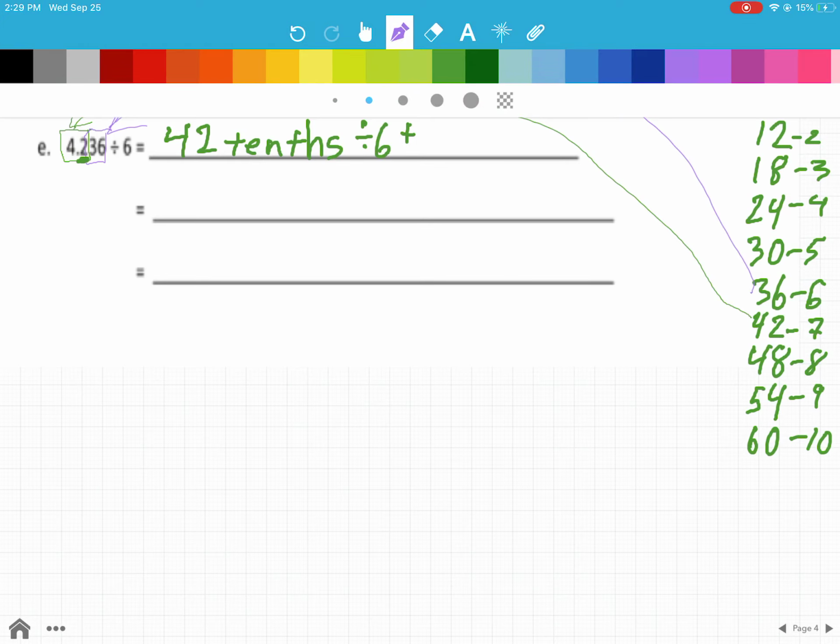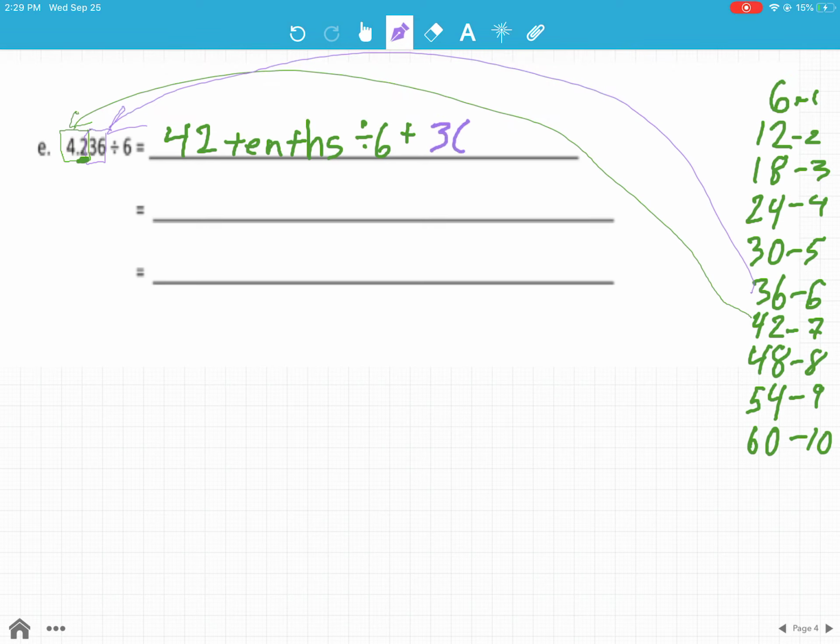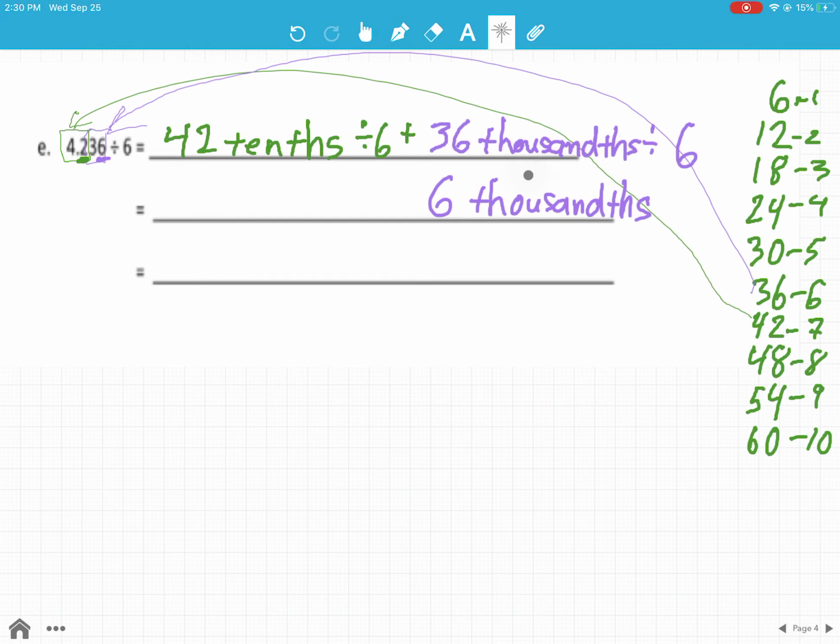Plus 36 thousandths. How do I know it's thousandths? Because the 6 in the 36 is in the thousandths place. Divided by 6. Okay? So we know that 36 divided by 6 is 6, so here our answer is 6 thousandths. I'm just doing 36 divided by 6 is 6, and my unit is thousandths, so I'm putting thousandths at the end.